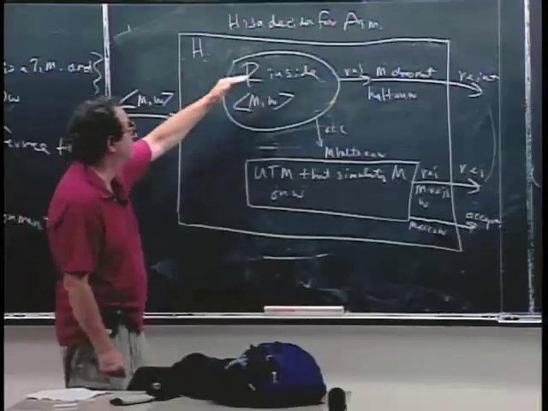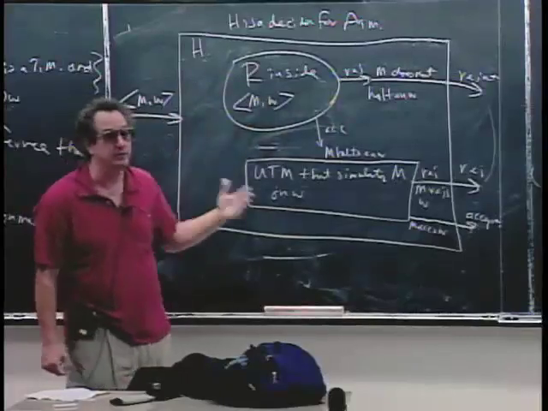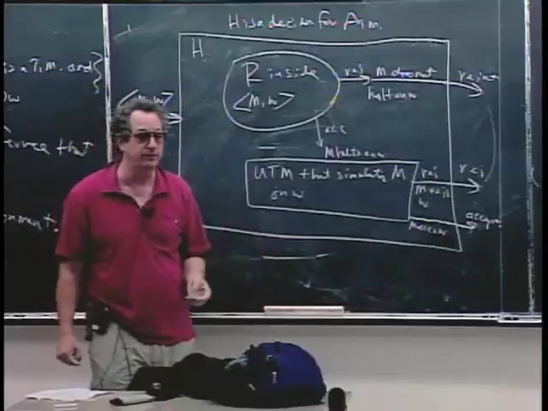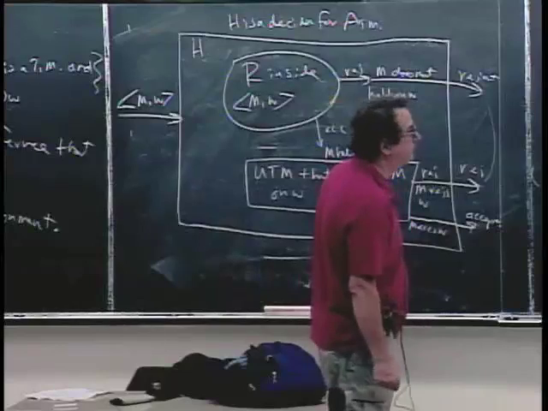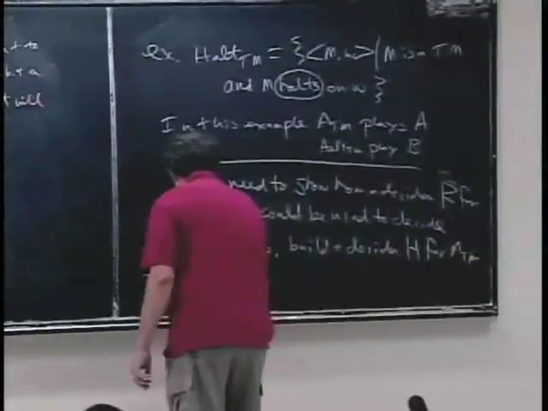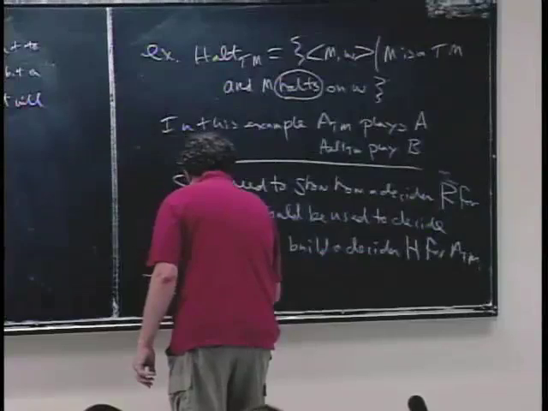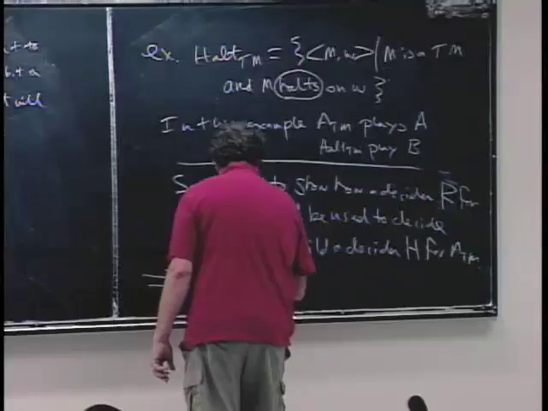Okay, and we've shown if there's a decider for R, then there's a decider for H. But we know there's no decider for H, therefore there's no decider for R. Therefore, halt is undecidable. Okay. Halt TM is undecidable, UD.